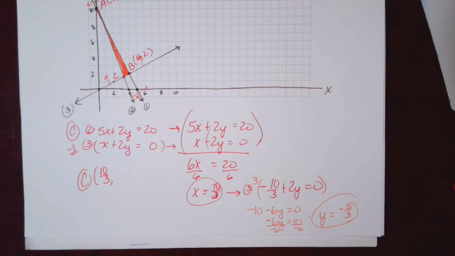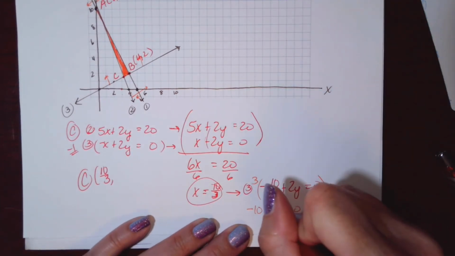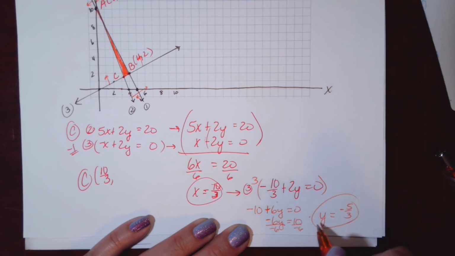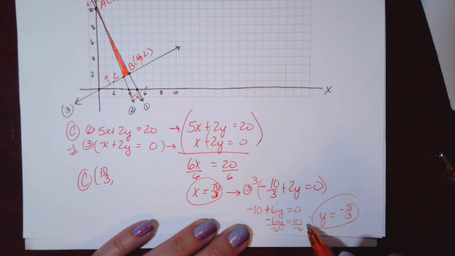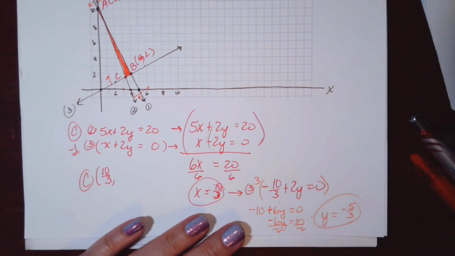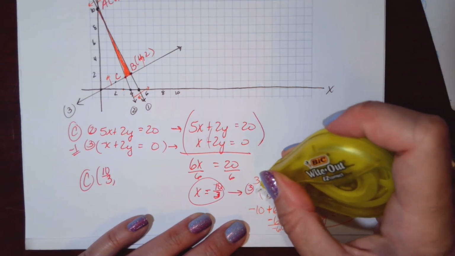Oh, that should be positive. I hope you guys were all squealing and squirming right there. That should be a plus 6y. What am I doing to myself here? This should end up being positive. Oh, that was not a negative 10 thirds. That's what happened. Nothing negative about that 10 thirds.